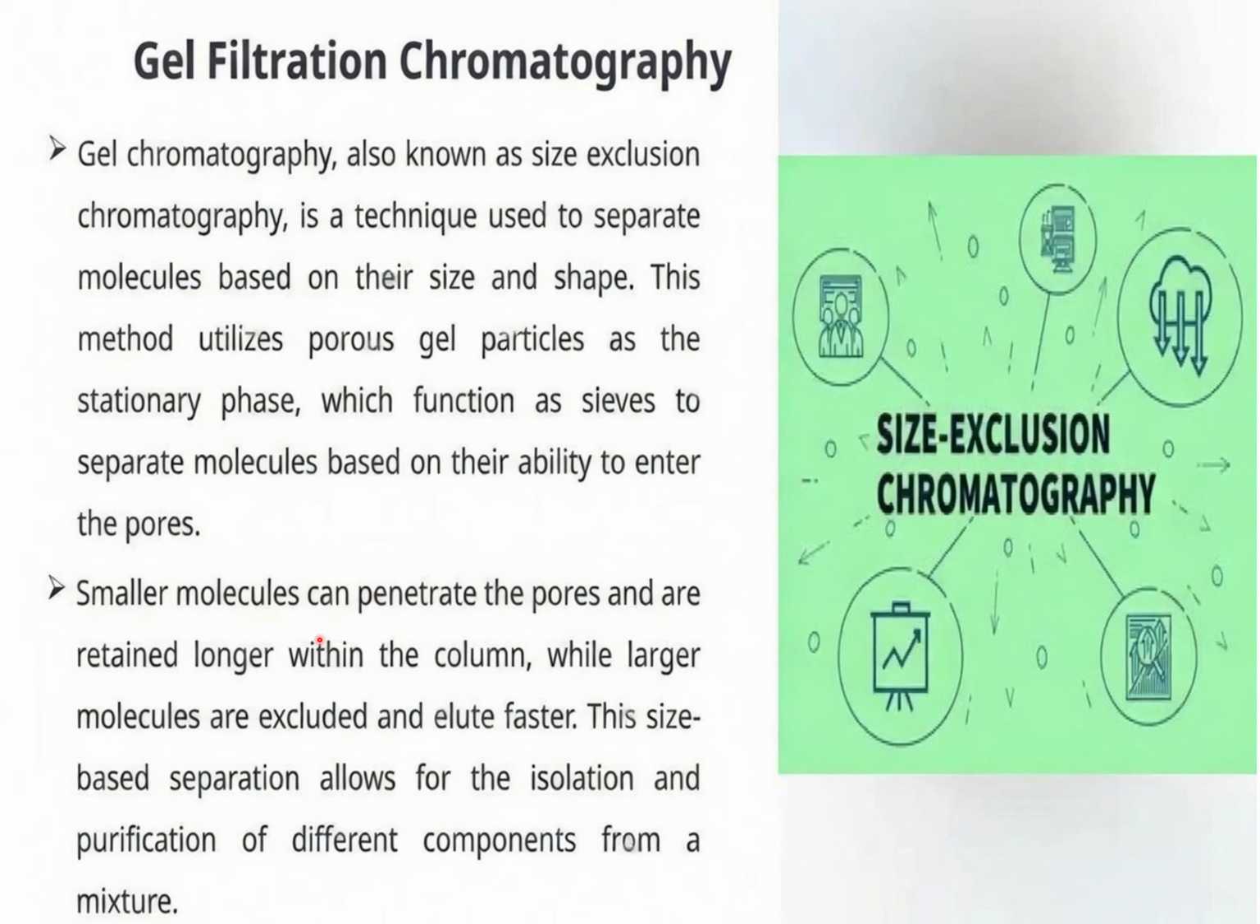So in gel filtration chromatography, we use gel as the stationary phase, and the separation mechanism is that the smaller particles are retained in the pores of the gel, but the larger particles just bypass the gel pores. Okay, so larger particles elute first and the smaller particles or smaller molecules come later.